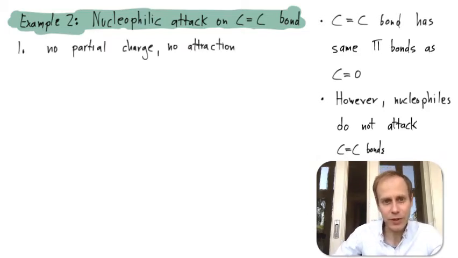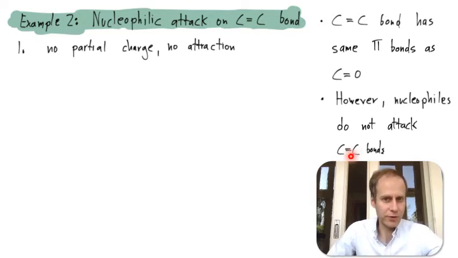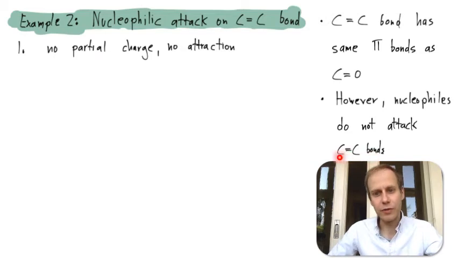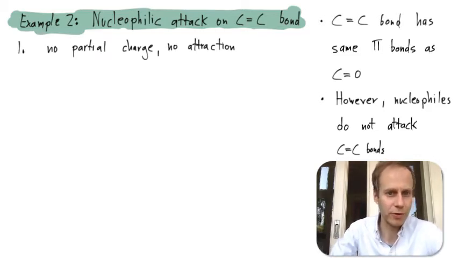So the first reason is that there is no partial positive charge on either of the carbons, since they both have the same electronegativity, right? Unlike in the case of the CO, where you have a partial positive charge on the carbon, there's no real attraction of this C-C double bond for the nucleophile, since there's no partial positive charge.